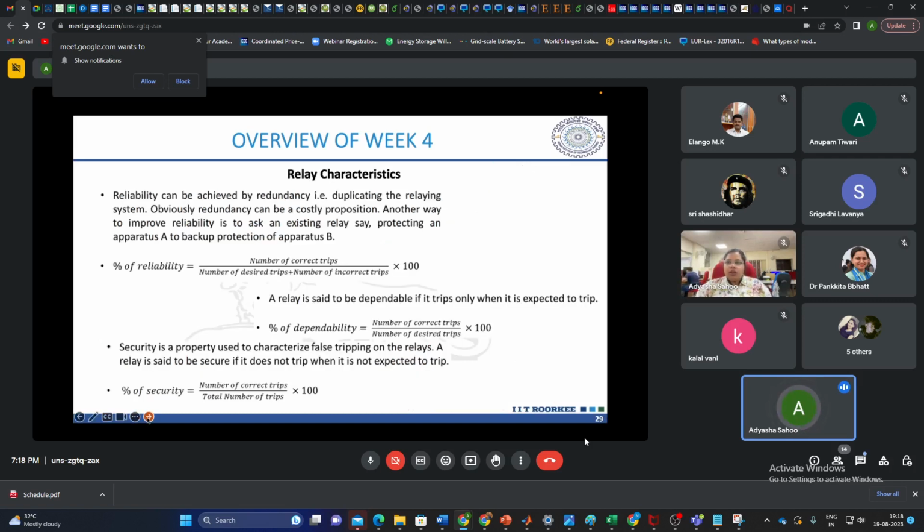And in the last lecture, I think what you studied was some relay characteristics, that is relay reliability, dependability, and security. So these were the relations that were there. For reliability, it is number of trips divided by desired trips plus number of incorrect trips. For dependability, we can say it is correct trips upon desired trips, and for security, it is correct trips upon number of trips.